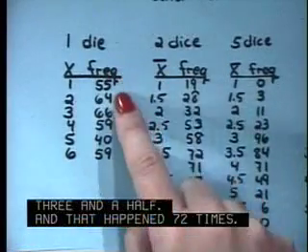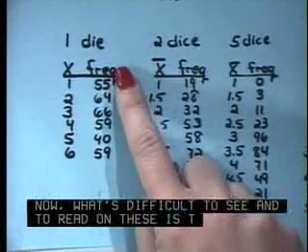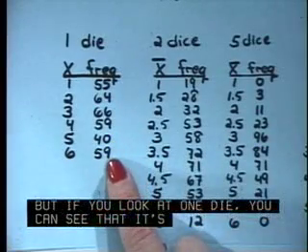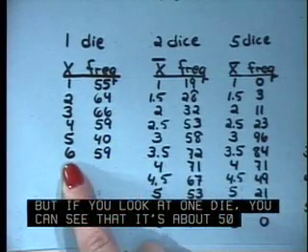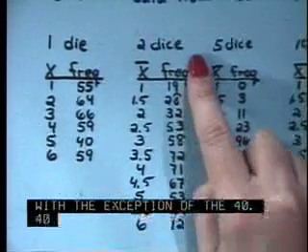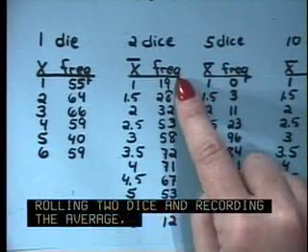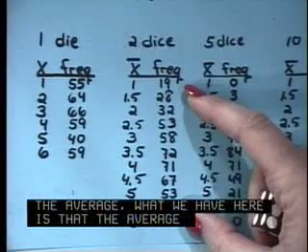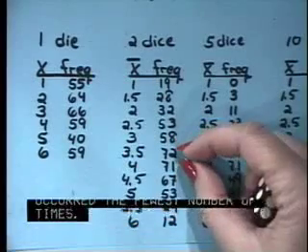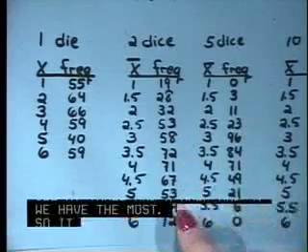Now, what's difficult to see and to read on these is to visualize what the graph is going to look like. But if you look at one die, you can see that it's about 50 to 60 times that each face showed up, with the exception of the 40 times for face 5. Rolling 2 dice and recording the average, what we have here is that the average of 1 and 6 occurred the fewest number of times, and it increases so that we can see at 3.5 and 4 we have the most. So it starts to go up, starts to go down.